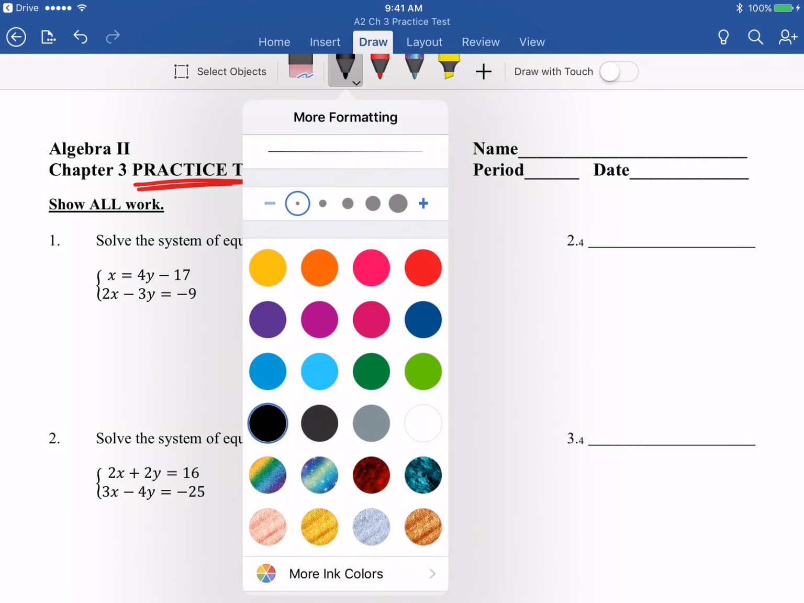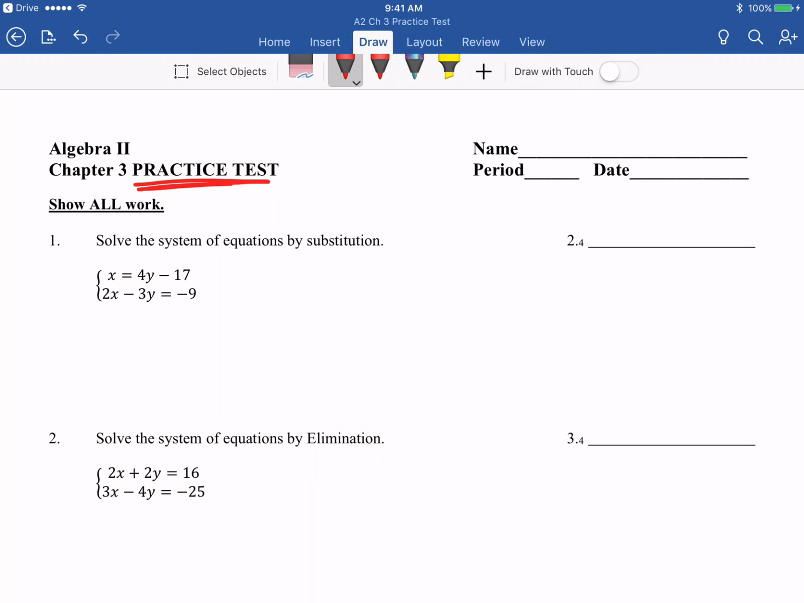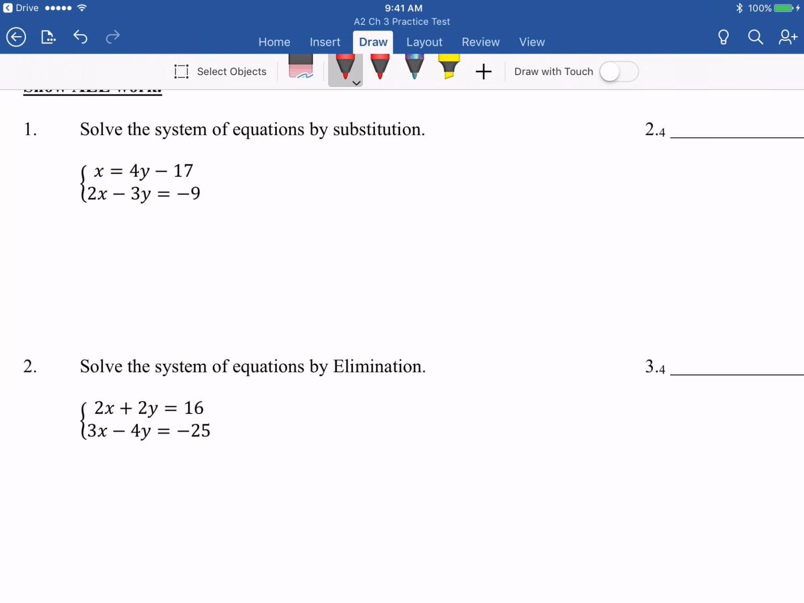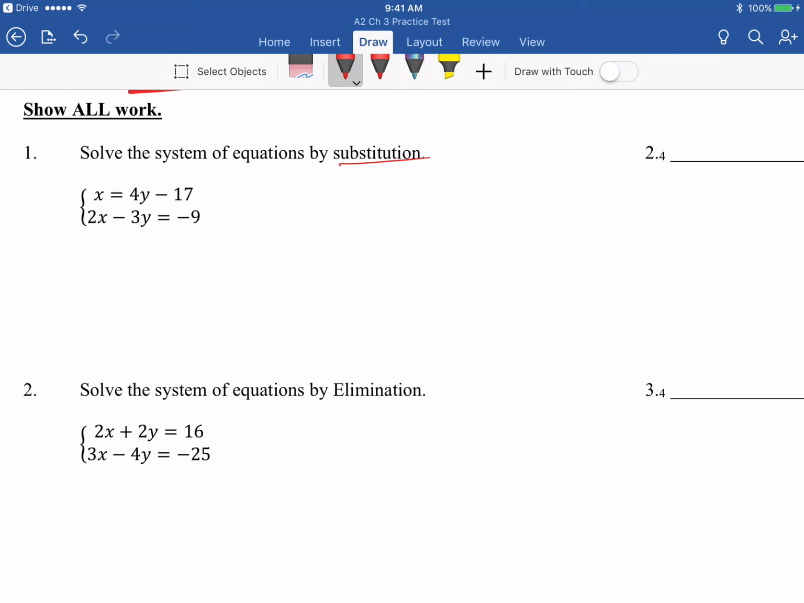So let me see if I can get my pen out here, my right one. All right, the first one asks us to solve by substitution here. So if I ask to solve by substitution, I need to plug whatever this is equal to in for x, because it's x equals this 4y minus 17. So I plug that guy in, and I'm going to find out what I get out. So if I plug that guy in here, let's take a look. I'm going to have 2 times 4y minus 17 minus 3y equals negative 9.